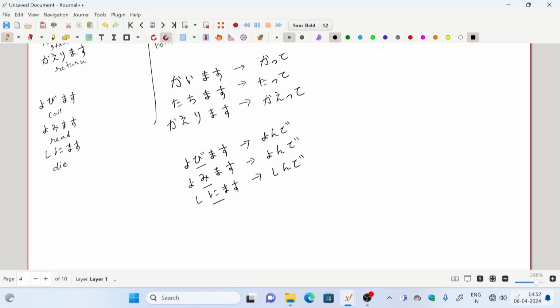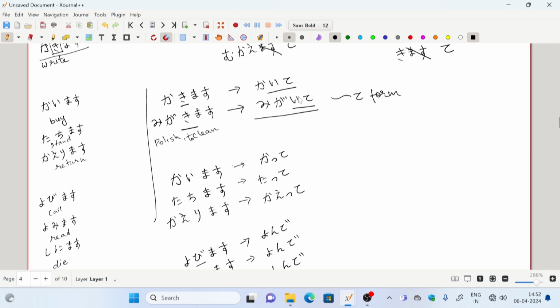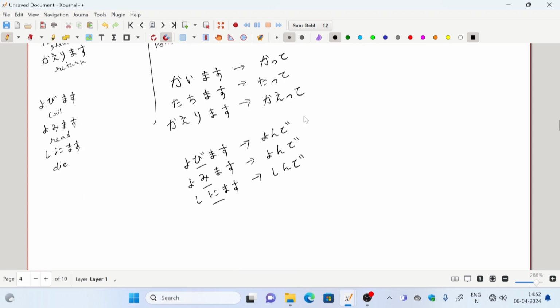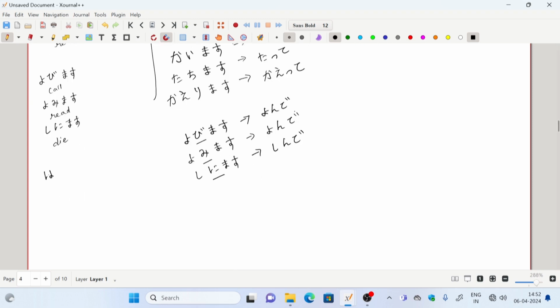Next is, if the verb is having she sound before mas, hanashimasu, which means to talk. Hanashimasu, dashimasu. So all those verbs which are having she sound will change into shite, hanashite. Dashimasu will change into dashite. So now let's use this.